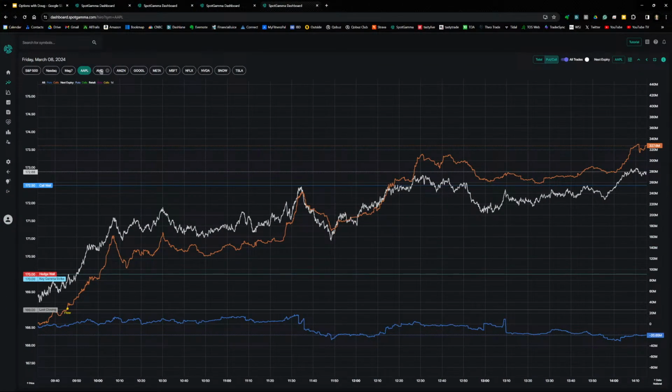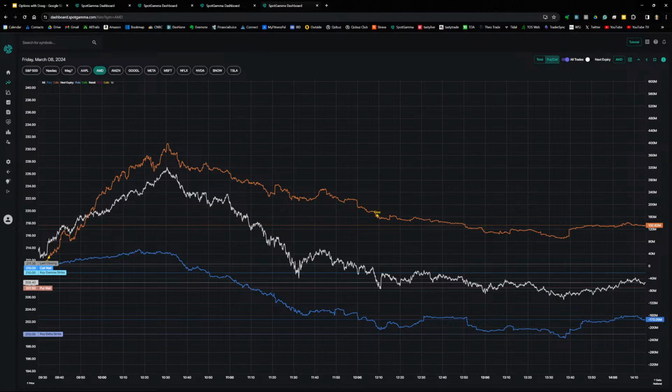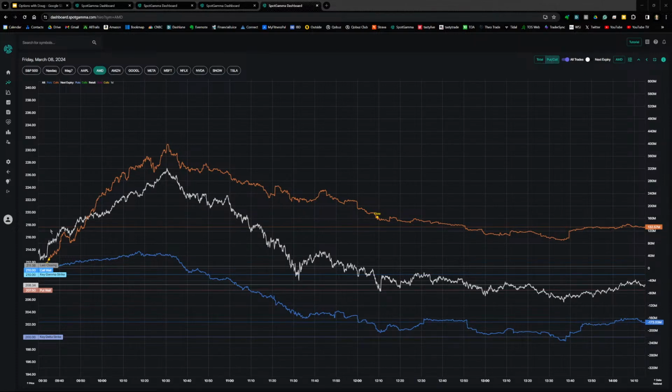Let's go to AMD. Aggressive call buyers in the morning. Note 210 is the call wall key gamma strike, and put wall just below that at 207.50. So again, traders buying calls right around 10:30. That shifts. They start selling calls, start buying puts. Blue line, orange line moving in the same direction, and price moves lower.